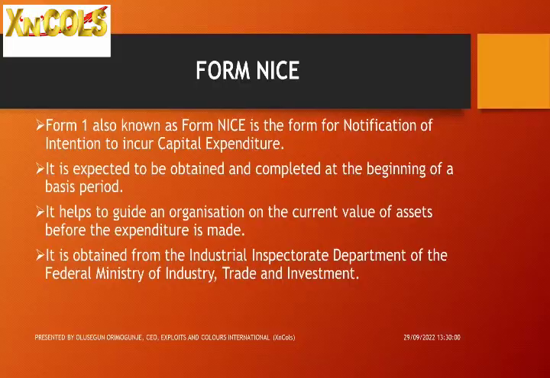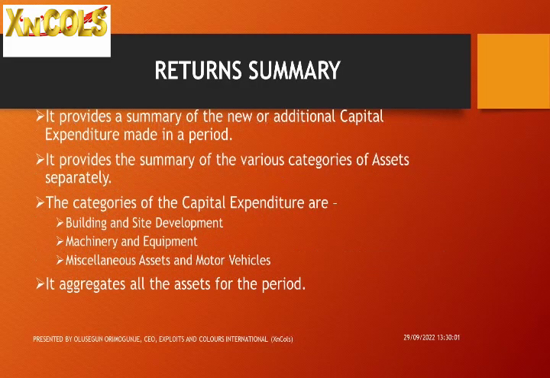We have the return summary. It provides a summary of the new or additional capital expenditure made in the period, and a summary of the various categories of assets together. The categories of assets separately reported on the project completion forms are aggregated on the return summary. The categories of capital expenditure on the return summary are building and site development, machinery and equipment, miscellaneous assets, and motor vehicles. They are all aggregated for the period.